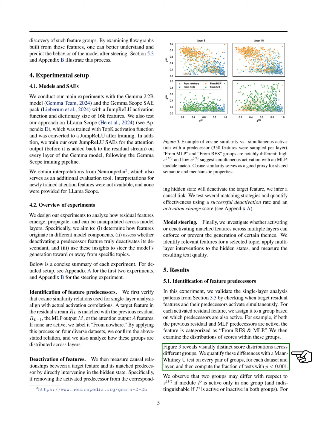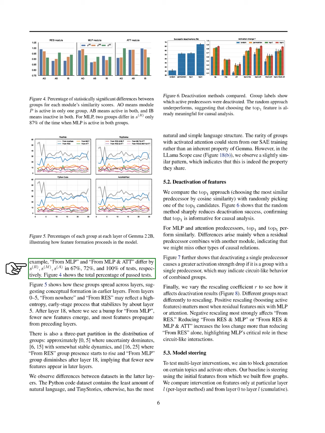Our results show distinct score distributions among the groups, and we use a statistical test to quantify the differences. We find that two groups can differ significantly if a specific module is active in only one group. For example, the groups from MLP and from MLP and ATT show notable differences in various tests.